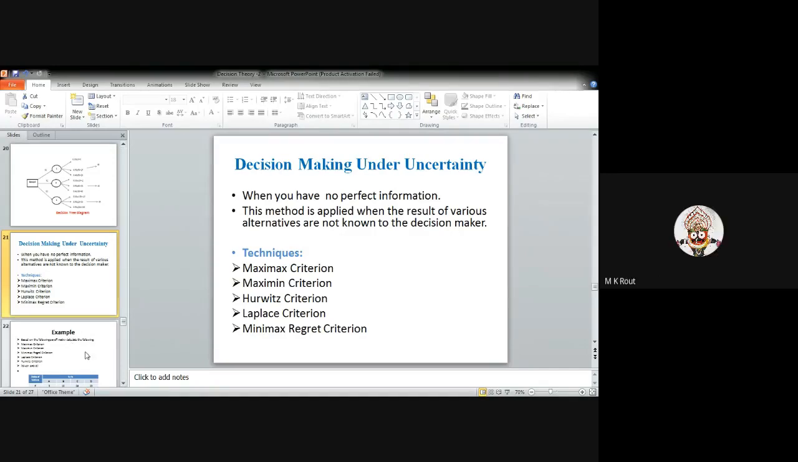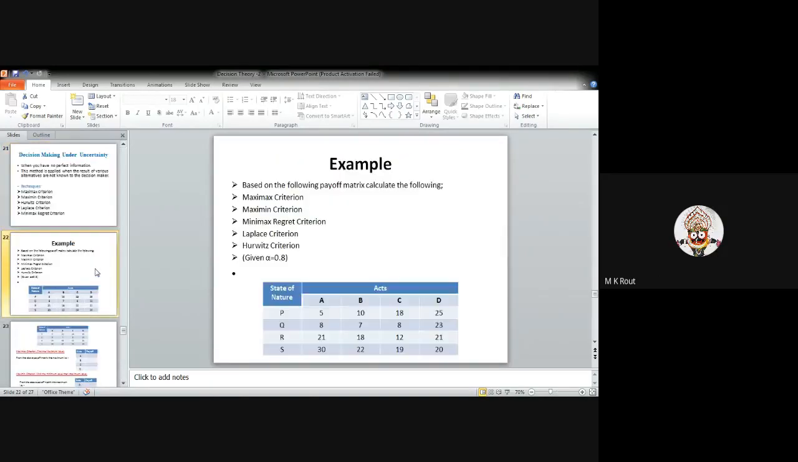Okay. So here is a typical example for you to calculate. Based on the following payoff matrix, calculate the following. The first one is the maximax criterion. The second one is the maximin criterion. The third one is the minimax regret criterion. The fourth one is the Laplace criterion. And the last one is the Hurwitz criterion. And here alpha is given as 0.8.